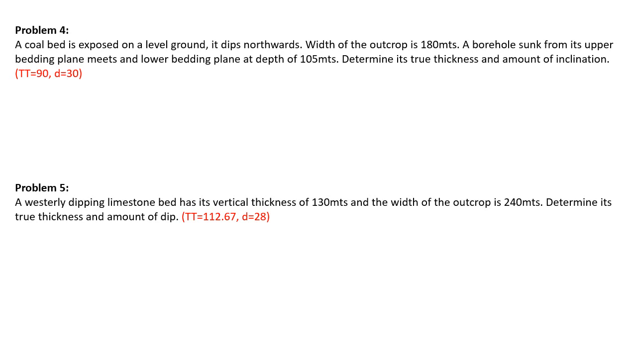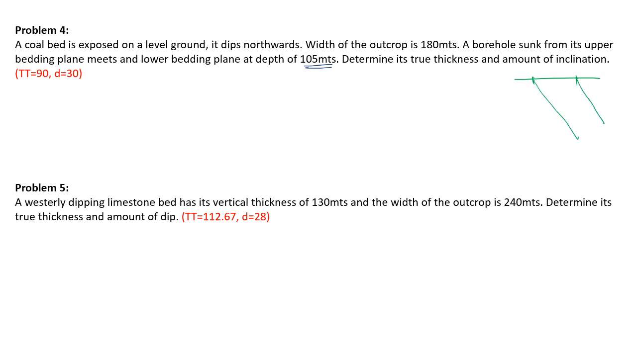So what is this? I'll just drop an explanatory figure here. Okay, imagine what they say. They say there is a horizontal ground and there is a width of the outcrop. Okay, width of the outcrop is given. So then, towards the northward, you can draw it on the top side. I'm drawing it here for your understanding.